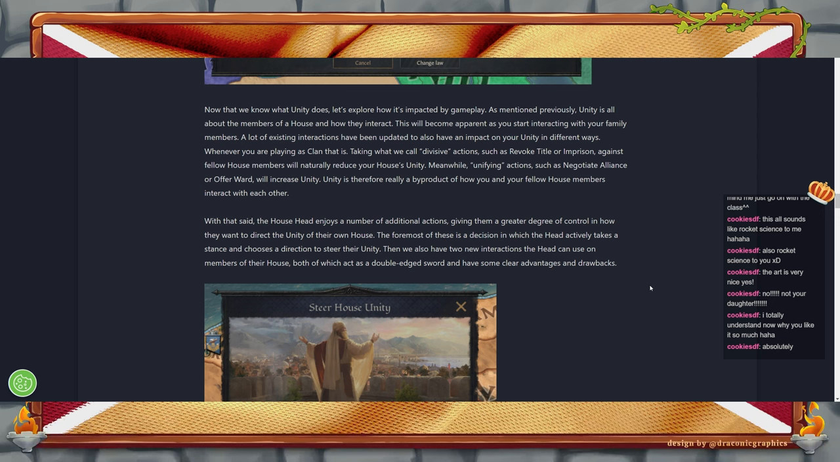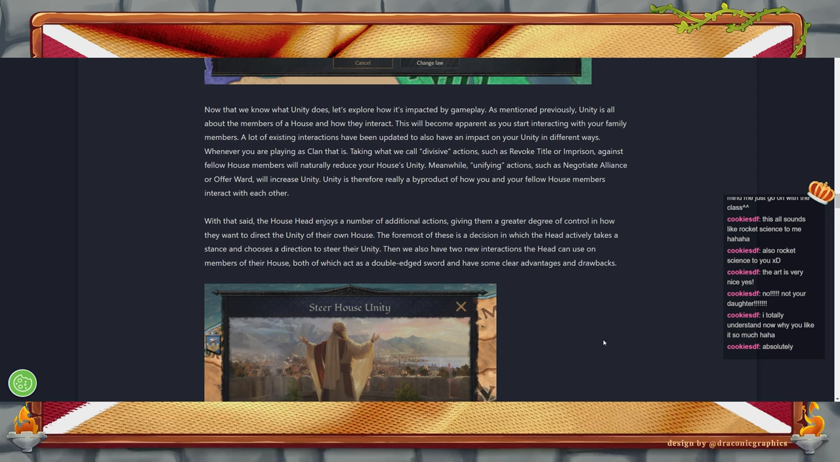Meanwhile, unifying actions such as negotiate alliance or offer ward will increase unity. I try and negotiate alliances a lot. I never offer a ward because they call it a hostage, which I find repulsive. It's the truth of it, but wait, no, offer ward is not the same as exchange hostage. That's a difference. Offer ward is just, hey, I have this child. Would you please educate it for me, basically?